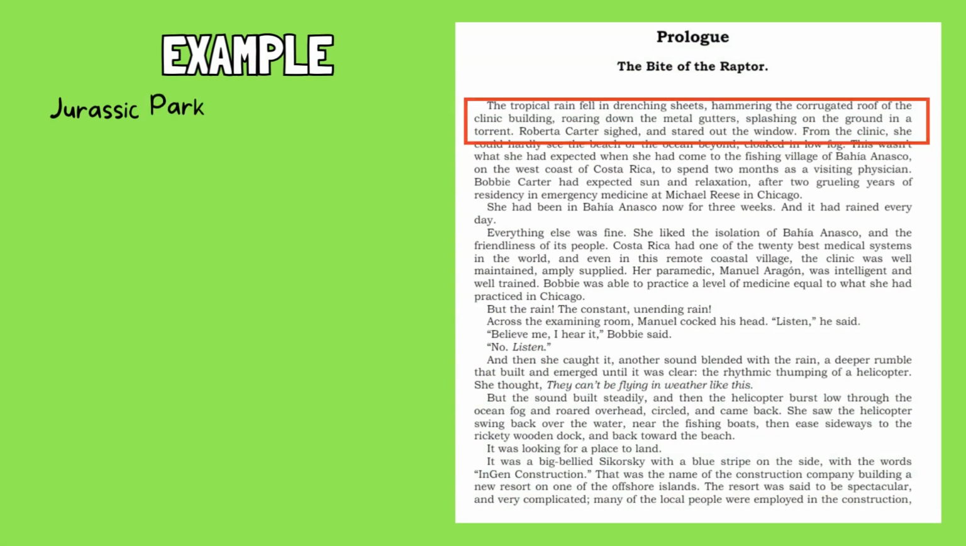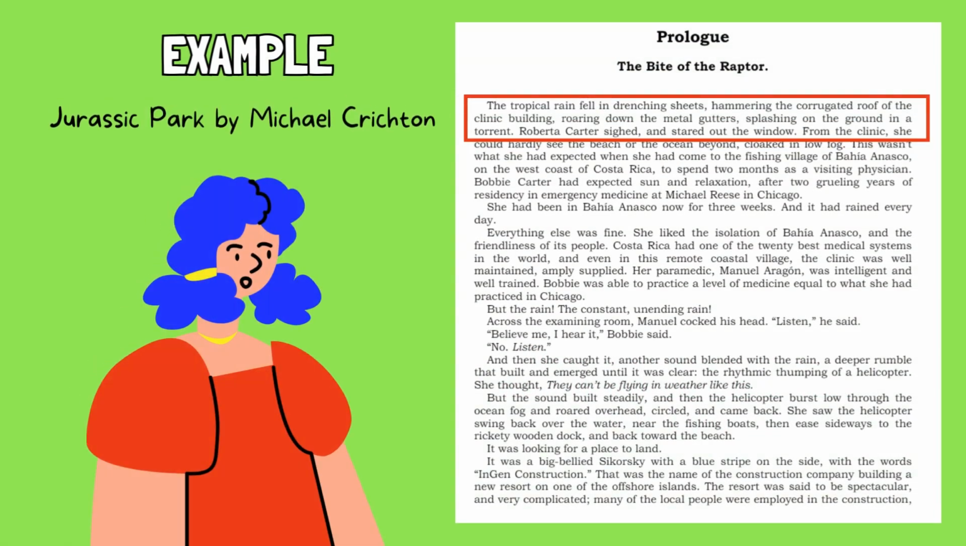The prologue from Jurassic Park by Michael Crichton effectively follows the concept of showing, not telling, by immersing the reader in the sights, sounds, and emotions of Dr. Carter's experience. Instead of directly stating that it's been a long and rainy few weeks, the description of the drenching sheets of rain hammering the roof and Bobby's sigh of resignation paints a clear picture.